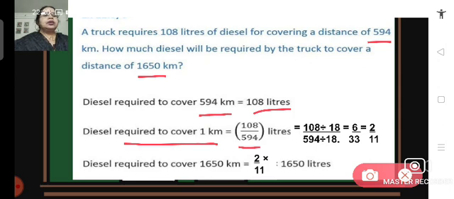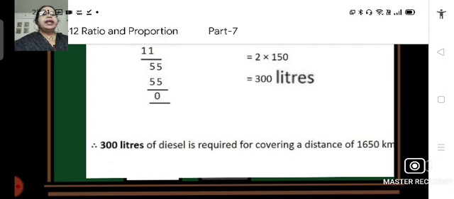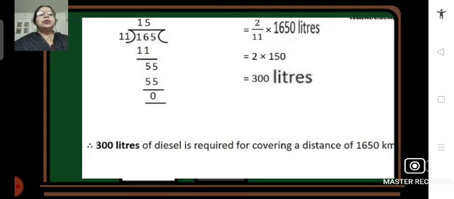So it can be reduced like this, both numerator and denominator divided by 18, we get 6 upon 33. If you want to simplify by other methods, you can do it, and we get 6 upon 33, which becomes 2 upon 11 in the simplest form. So the diesel required to cover 1650 kilometers will be 2 upon 11 multiplied by 1650. So what do we get when we multiply these two?